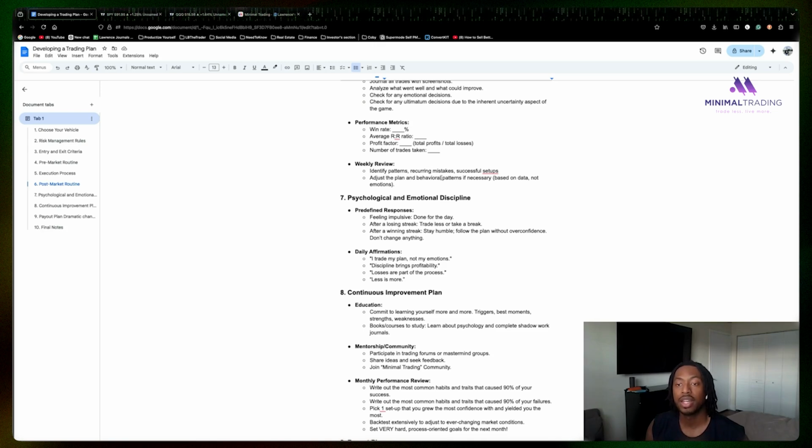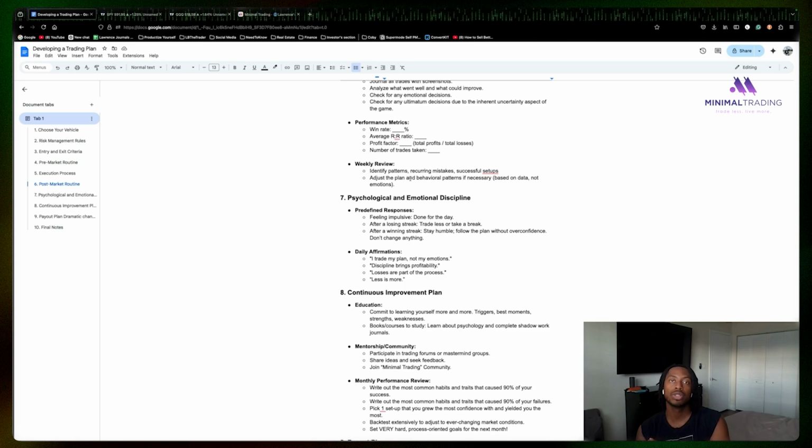Then adjust the plan and behavioral patterns if necessary based on data, not emotions. So if you have a plan, just like this trading plan, certain things that you can implement will increase your success, not just P&L wise, but emotionally and mentally. How are you behaving when you're in profit and you're feeling euphoric and you want to push that profit target up just a little bit more? And why are you doing those things, right? And you'll start to see these patterns. And once you start to see those patterns, you will see what's costing you the most money. Therefore, you can set daily goals to combat those unprofitable habits.